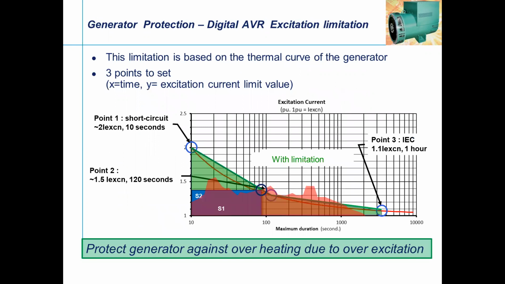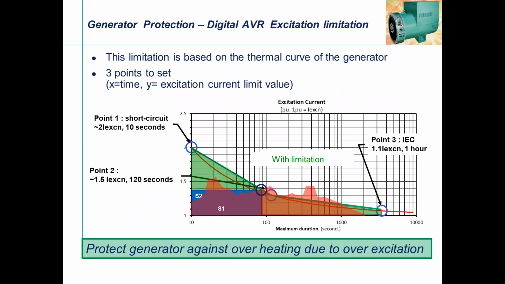Coming to the next point, the limitation set, the 3 points I was mentioning on the previous slide. This is the short circuit current, the stator current. For example, if it is a 10 kVA, it is 14 ampere. If it is 100 kVA, it is 140. So 3 times is my short circuit current for 10 seconds.